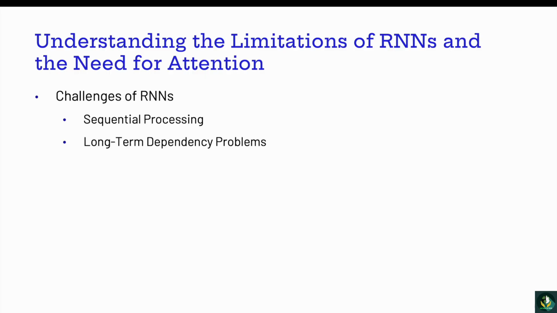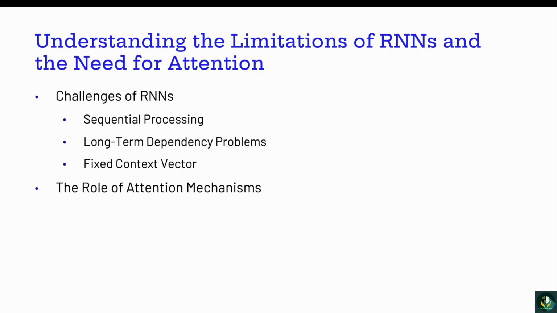Next, long-term dependency problems. They struggle with learning long-term relationships in sequences due to the vanishing gradient problem. Fixed context vector. The encoder-decoder structure of seq-to-seq models compresses all input information into a single vector, leading to information bottlenecks for long sequences. Now let's look at the role of attention mechanisms.